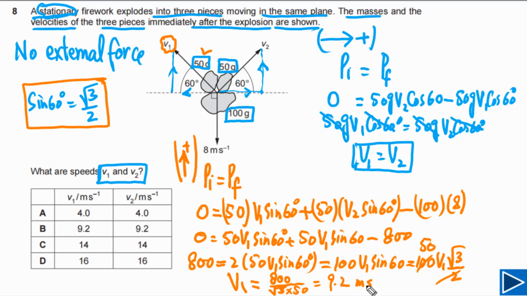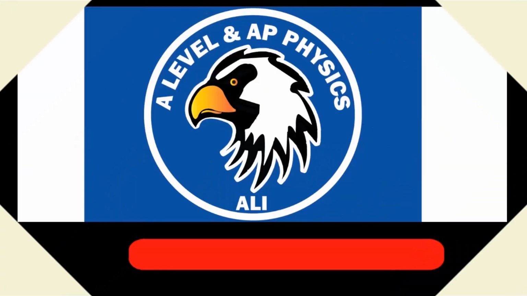So this is the value of V1. But V1 is equal to V2, so V2 is also equal to 9.2 meters per second. So the final answer is B for this question.